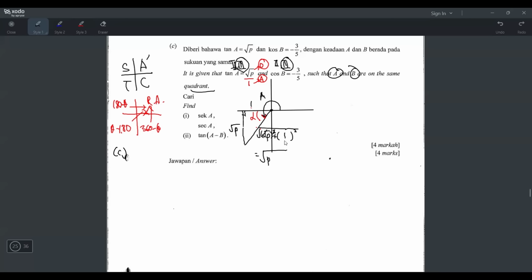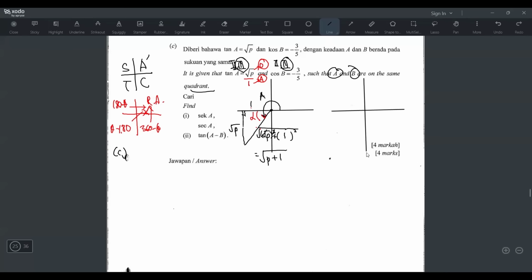So just leave it as P. And then plus 1 square, which is P plus 1. Okay, done. Now I have to draw another new diagram. Why? Because there's another angle. Okay, there's another angle B. So you have to draw another one.